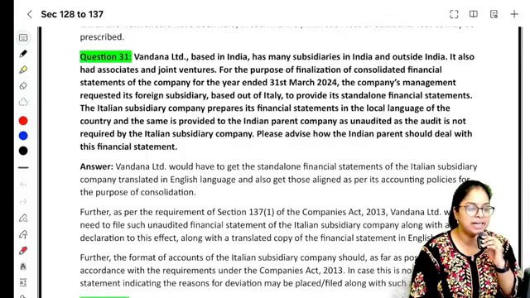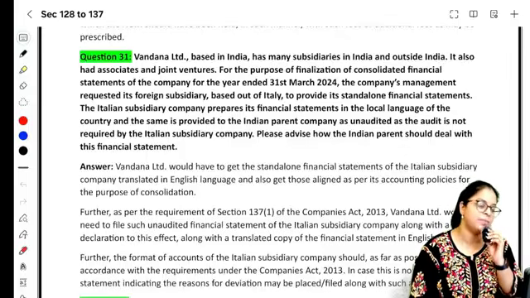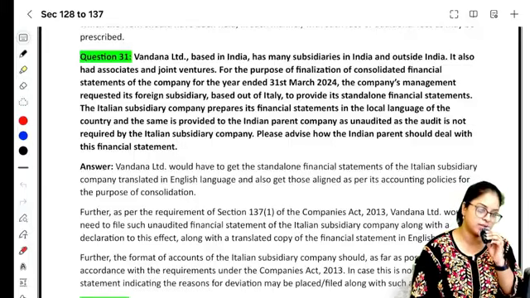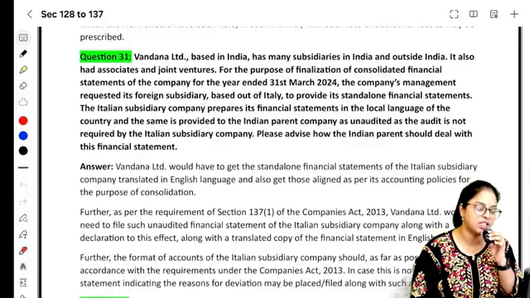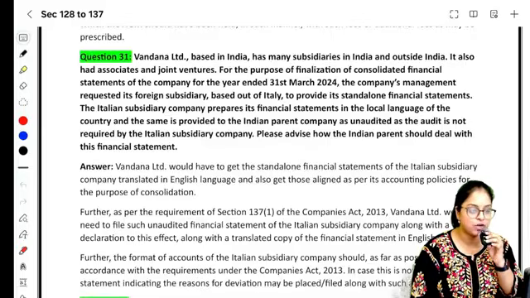Vandana Limited, based in India, has many subsidiaries in India and outside India. It also has associates and joint ventures. For the purpose of finalization of CFS of the company for the year ended 31st March 2024, the company's management requested its foreign subsidiary based in Italy to provide its standalone financial statement. The Italian subsidiary prepares its financial statements in the local language of the country, and the same is provided to the Indian parent company as unaudited, as the audit is not required for the Italian subsidiary company. Please advise how the Indian parent should deal with the same.